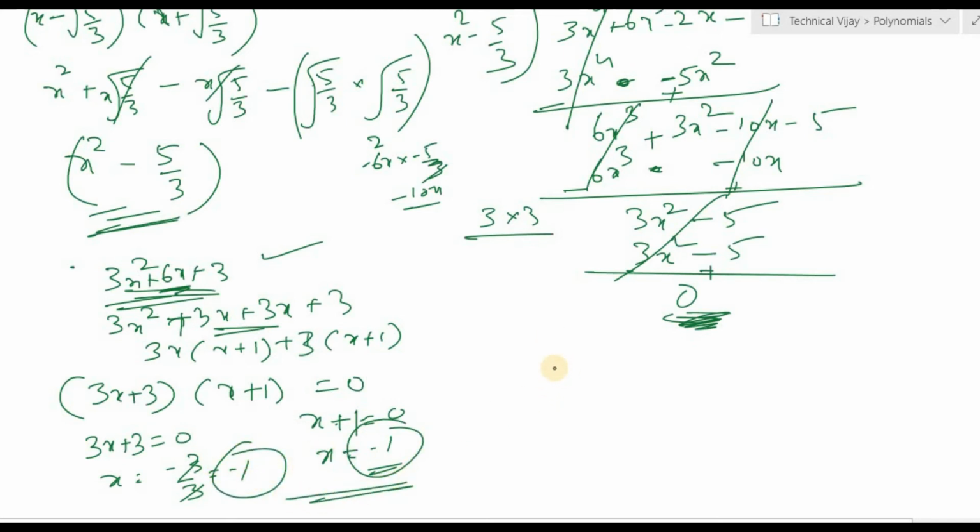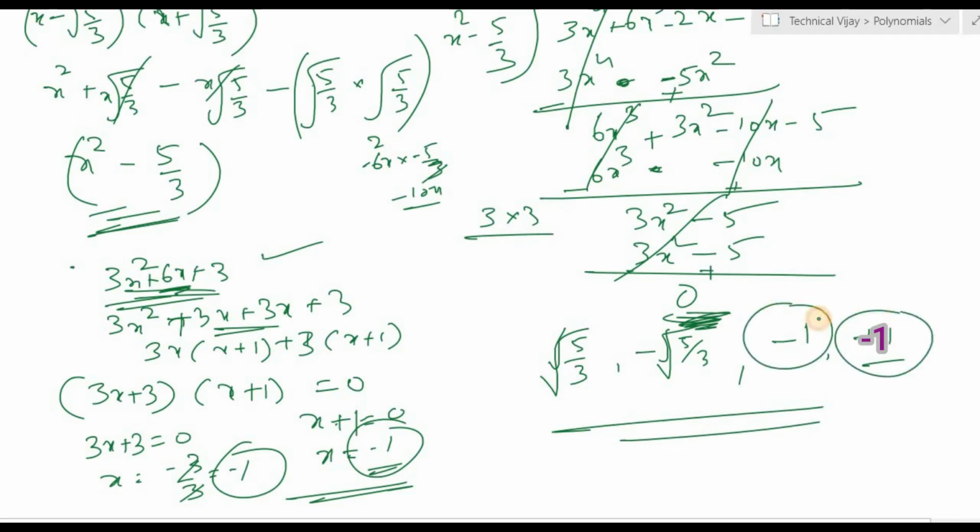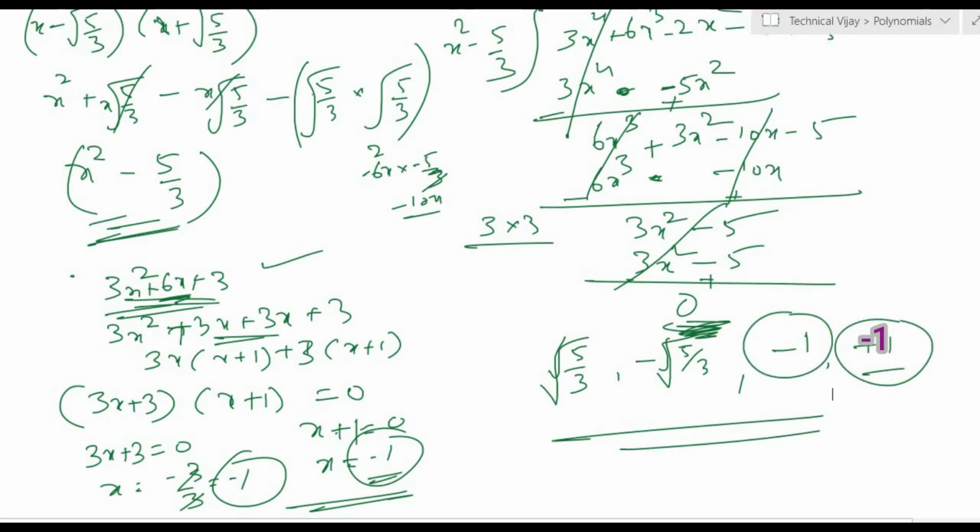What has he given? Two zeros he has given. That is root 5 by 3 is one zero, and minus root 5 by 3 is one more zero. And another two zeros are minus 1 and plus 1. These are the two other zeros, this one and this one. Okay, we will go for the next one.